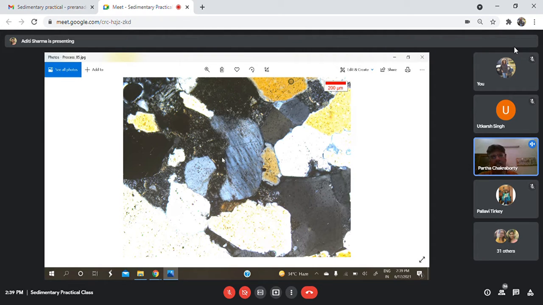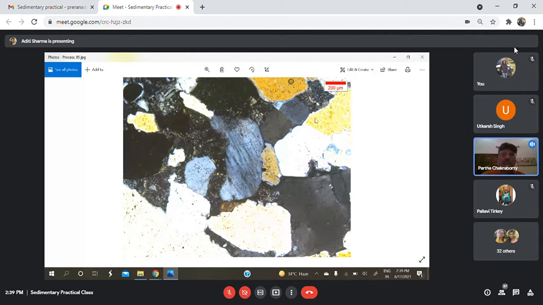Same thing if you go to the top part on the right side. So top part right side, yes, there also you get a feldspar and then a matrix which is making an irregular boundary. So the matrix and the feldspar grain. Yes, this feldspar and the matrix is making an irregular boundary.